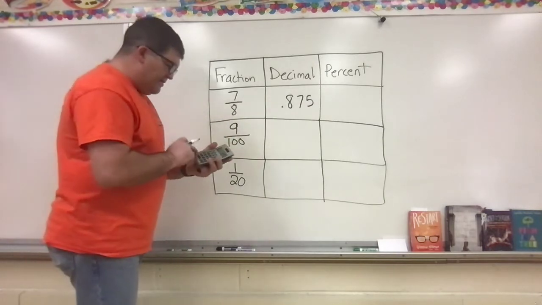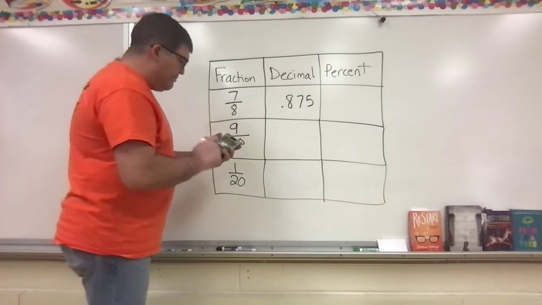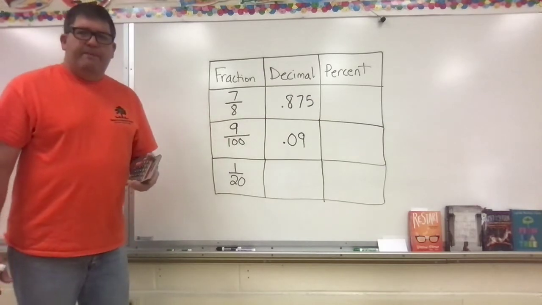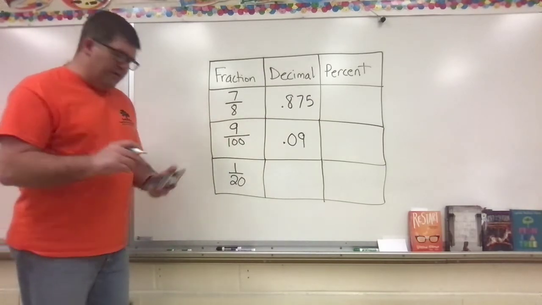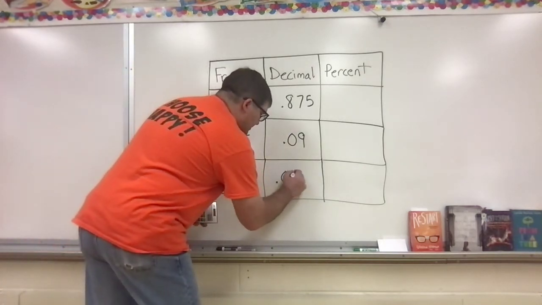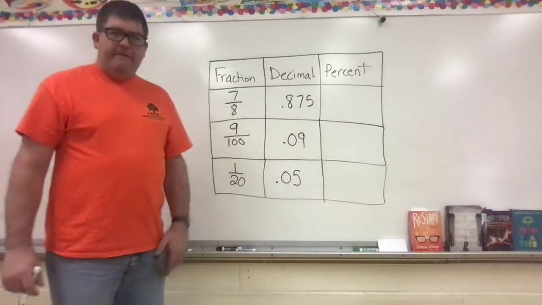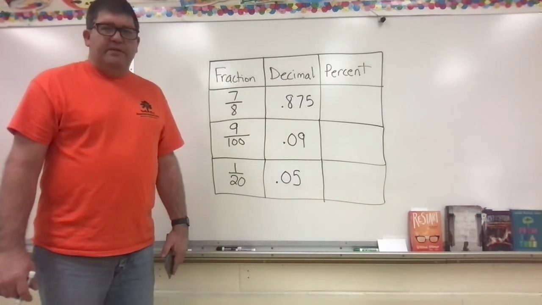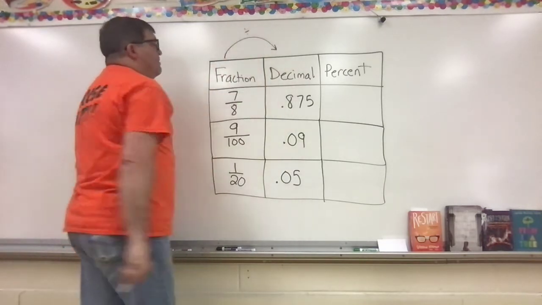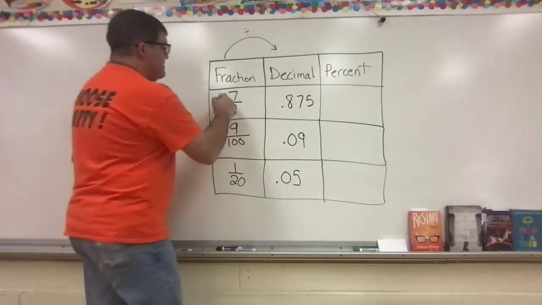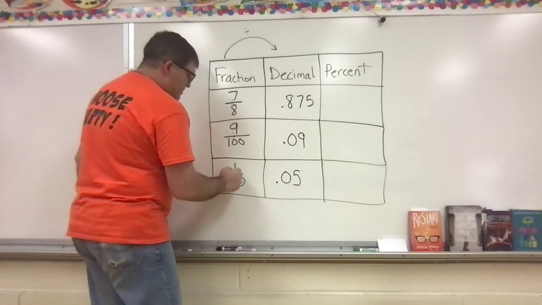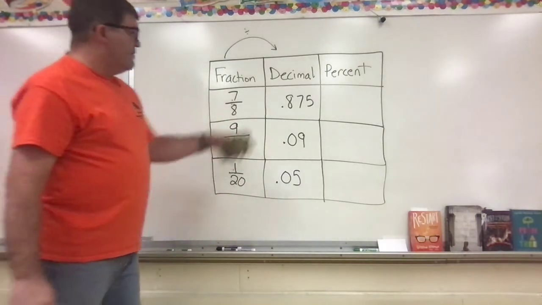Now, if I have this fraction, 9 divided by 100 equals 0.09. And this one, 1/20. 1 divided by 20 equals 0.05. That's all it is to it. To go from here to here, you just divide. 7 divided by 8. 9 divided by 100. 1 divided by 20. And you'll get your decimal.